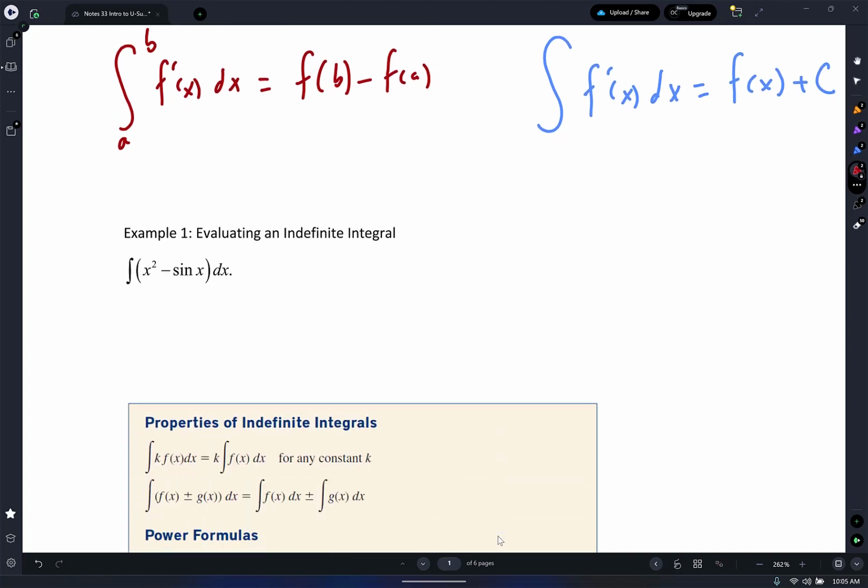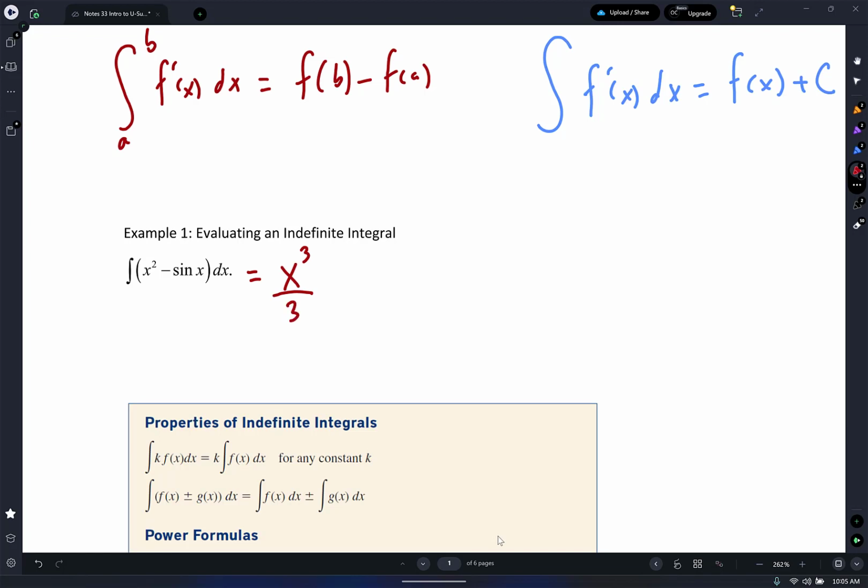Okay. So here we go, guys. Let's start. This is pretty straightforward. It says evaluate this indefinite integral. I have the integral of x squared minus sine x. So what's the antiderivative of x squared? X cubed over 3. Yeah, you can say 1/3 x cubed.